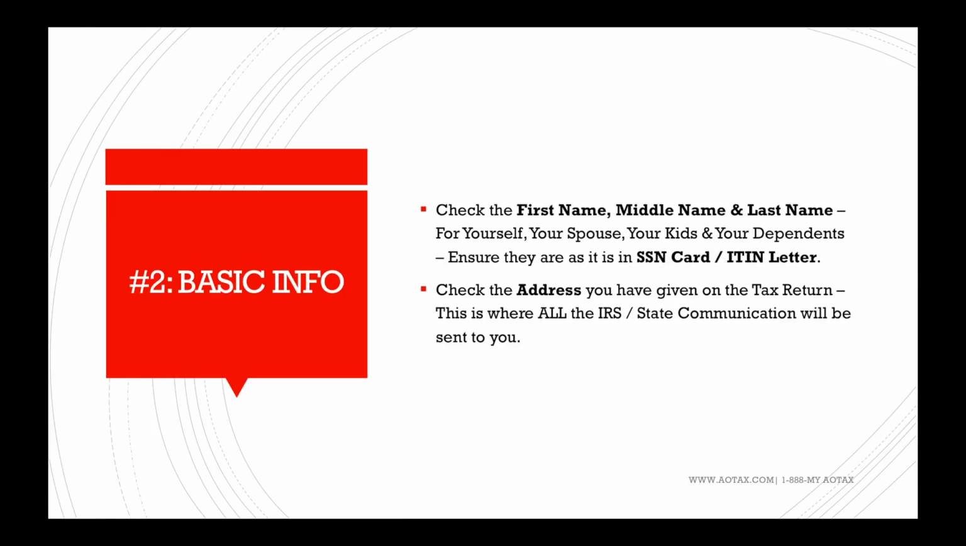When you get your tax return, you have to make sure that you check the basic information: the first name, middle name, last name for yourself, your spouse, your kids, and your dependents, and ensure that it is as it is in your SSN or ITIN letter. Now, those of you who do not have an SSN need to apply for an ITIN.